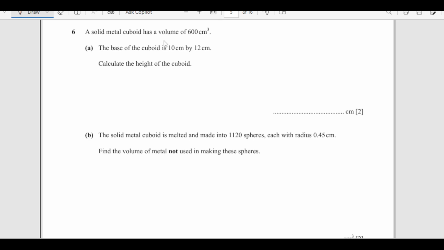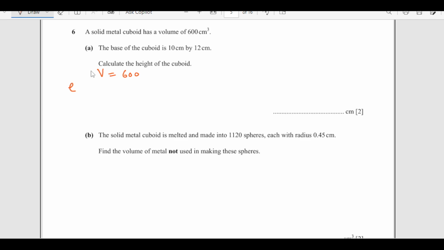So let's see number 6. A solid metal cuboid has volume of 600 centimeters. So the base of the cuboid is 10 centimeter by 12. Calculate the height. Now the volume we are given 600, right?